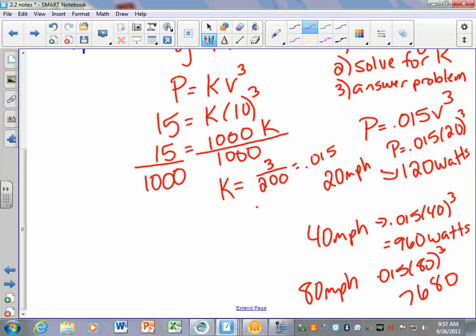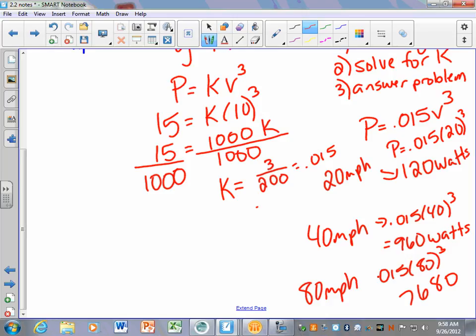The reason that we use k is because for every windmill, although the power is the constant times the wind speed cubed, that constant's going to change for every windmill because every windmill might have a different amount of power that it's producing. So that's why you've got to solve for k first. All right?